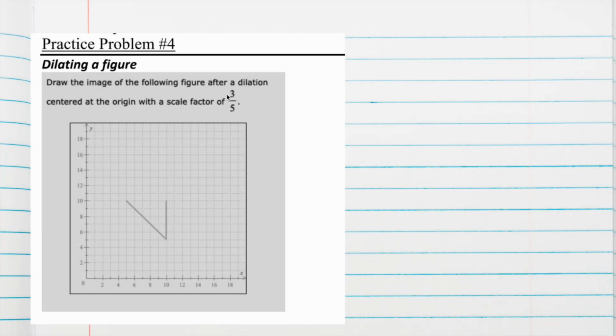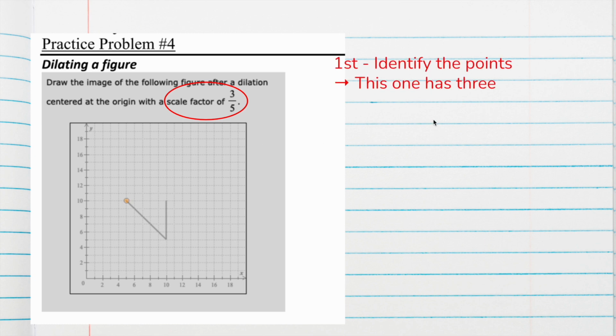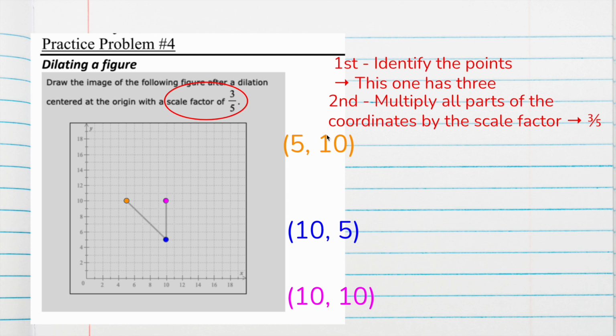It says, draw the image of the following figure after a dilation centered at the origin with a scale factor of 3/5. So we do want to make sure that we identify our 3 points, because in this case I have 3 points here. So I do need to identify all 3 points. I have point 1, which is (5, 10), point 2 here, which is (10, 5), and then my last one, which is (10, 10).